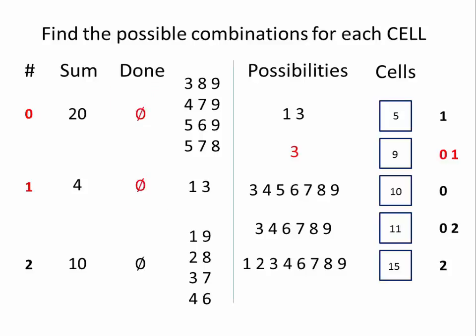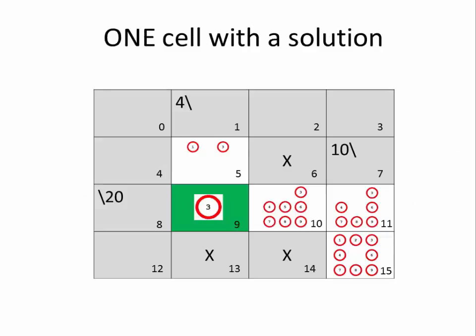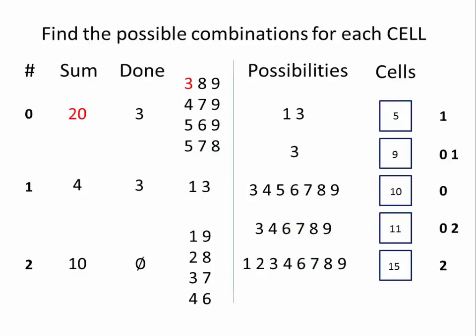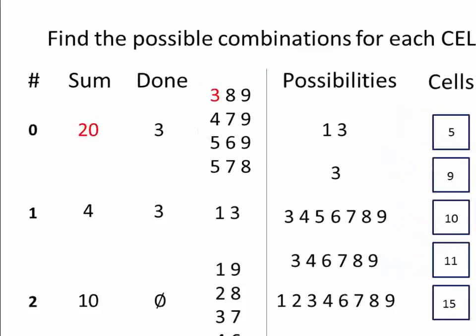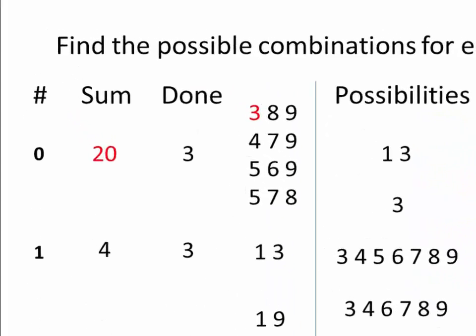If it had been used, then we would know there's no possibility for the cell and none for the puzzle either. We now add 3 to the groups of cells done for groups 0 and 1. So we mark the cell of this puzzle with this number. Cell number 9 will contain number 3. The next thing to do is to reduce the sum of those groups by the number in the cell. For example here, since cell number 9 is member of group 0 and 1, group 0 has 20 as sum, and we've already used number 3.